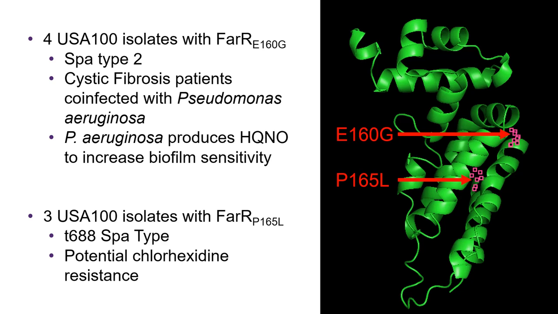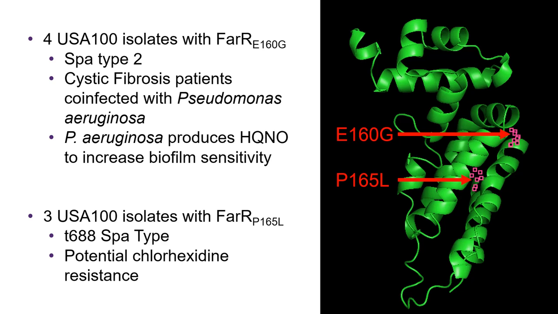However, Pseudomonas produces a hydrophobic small molecule, 2-N-heptyl-4-hydroxyquinoline N-oxide, or HQNO, that incorporates into the MRSA membrane to increase fluidity and allow antibiotic penetration into the biofilm. We suspect that since the molecular structure and mechanism of toxicity of HQNO are similar to UFFA, the FarR E160G isolates evolved increased resistance by utilizing FarE to efflux HQNO.